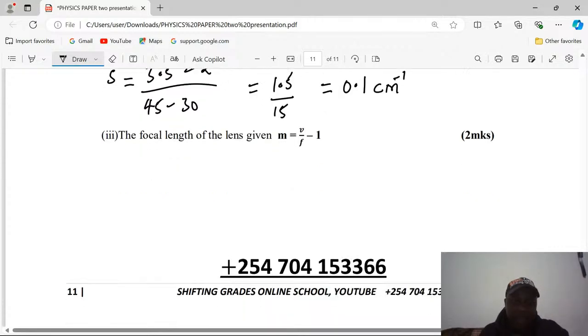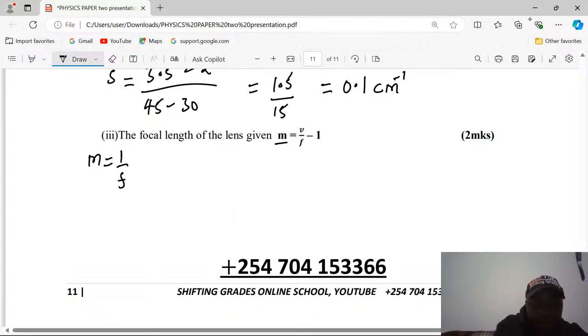The question here is saying we determine now the focal length of the lens, given that m, that is magnification, equals v, image distance, out of f minus 1. So we are supposed to know that graphs can be analyzed following the general equation of straight lines, whereby if this one is on the y-axis, that is m, then v is on the x-axis. That means the coefficient of v is 1 over f. That's why we have v here, minus 1. This one is on the y-axis. This is now our constant c.